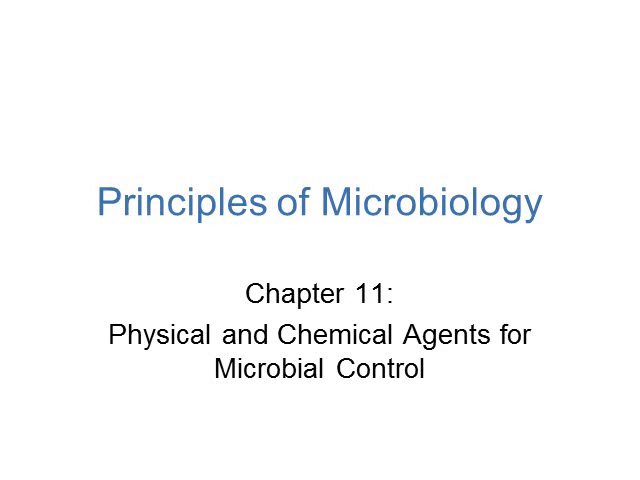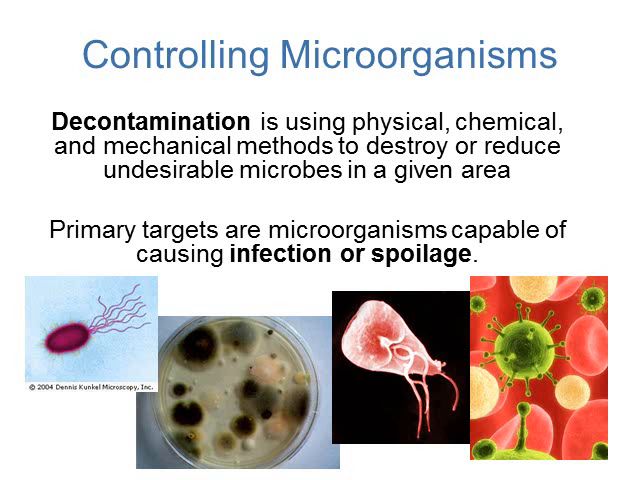This is part 1 of 3 on chapter 11, and we're going to be looking at the physical and chemical agents for microbial control. So we're going to be looking at different ways that we can either slow down the growth of microorganisms or actually kill these microorganisms.